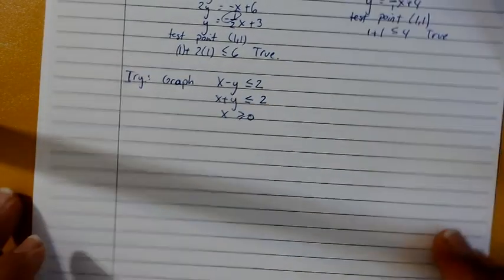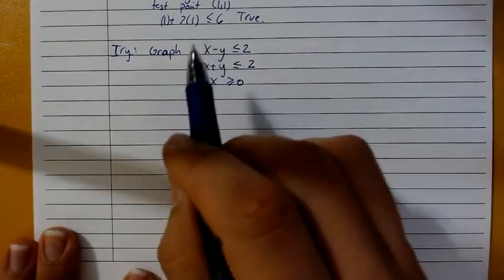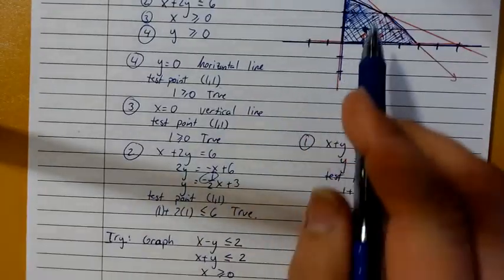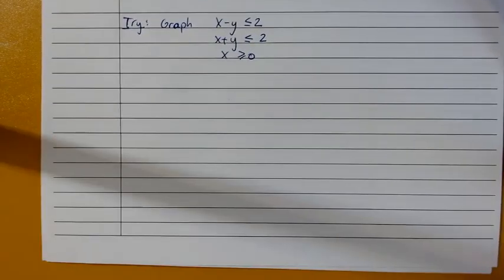So go ahead and pause the video and give that a try. Go ahead and graph the following system. You graph each one individually and then find where their overlap is. Once you have the graph of the solution, once you have the graph of the feasible region, go ahead and unpause and we'll confirm it together.